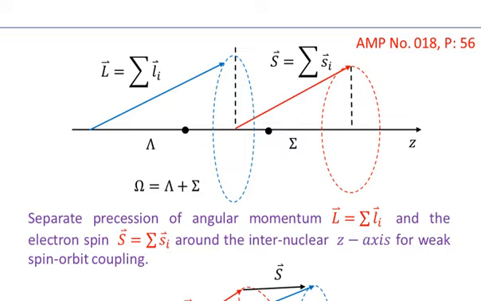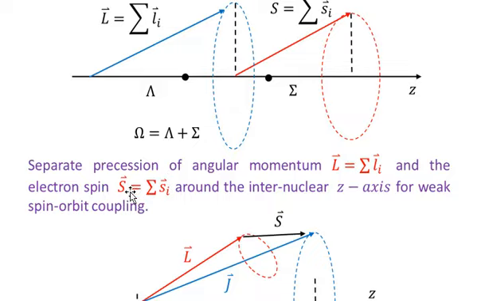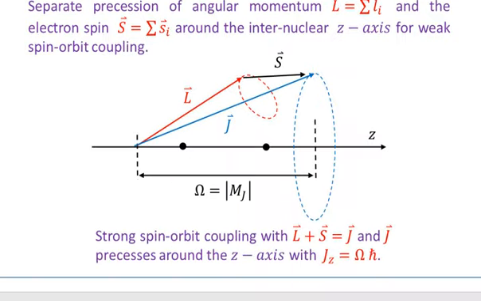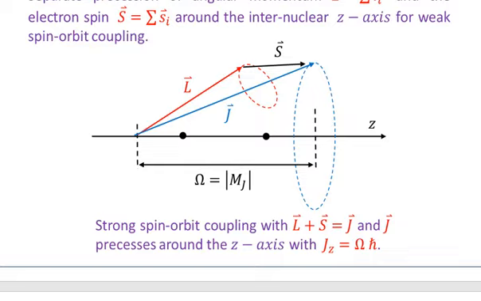So let me explain the caption of this figure. Separate precession of angular momentum L, capital L, and the spin angular momentum capital S around the internuclear Z axis for weak spin orbit coupling. That is, L and capital S are behaving independently in a weak spin orbit coupling. Now you see that in this diagram, I am assuming that the spin orbit coupling is not weak but stronger.